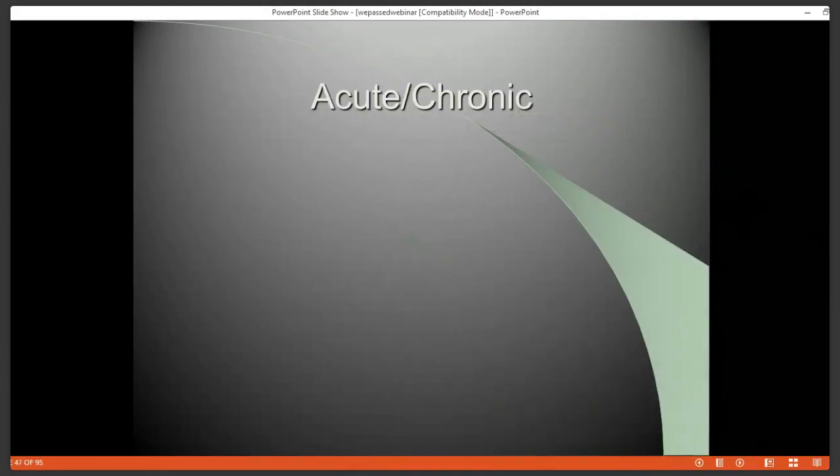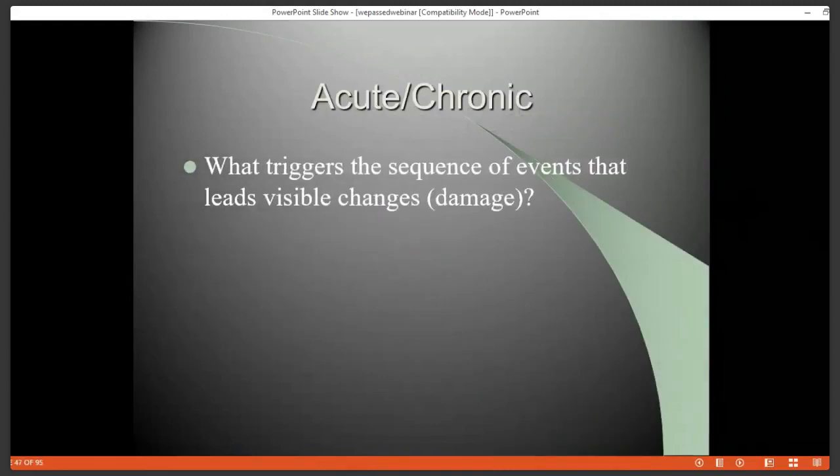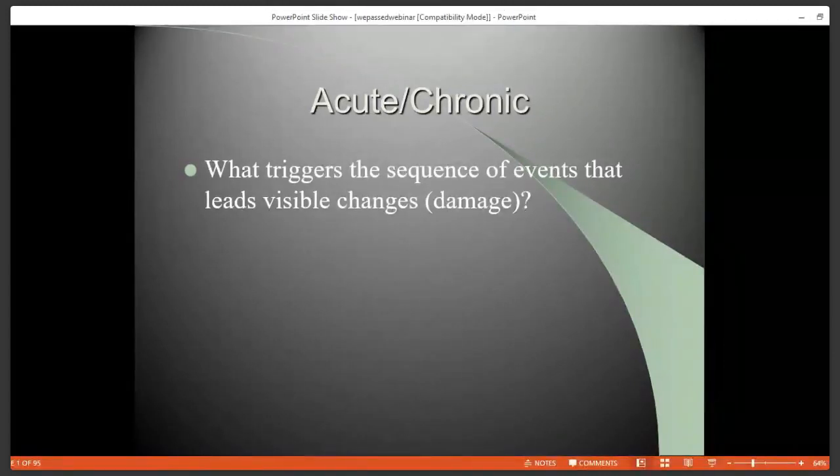So after radiation pathology, looking at acute and chronic effects. Now what triggers the sequence of events that leads to visible changes, or the damage that we see? Erythema of the skin, alopecia, nausea, vomiting, diarrhea. What triggers these types of events?